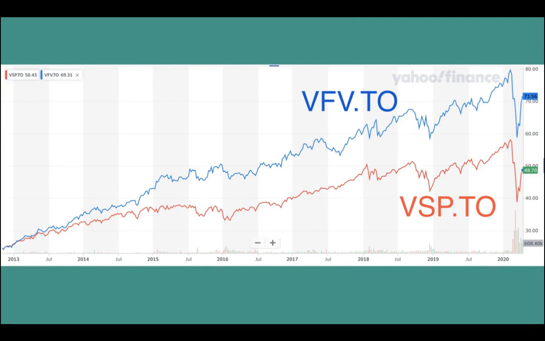So now if we were to look since 2013, this is the graph that shows VFV compared to VSP. So now obviously VSP, which is the hedged fund, has not experienced as many gains as VFV. And this is due to a couple reasons. Reason number one is that VSP will actually have a slightly higher management fee, or at least costs associated with this fund, because it has to do that currency hedge for you.